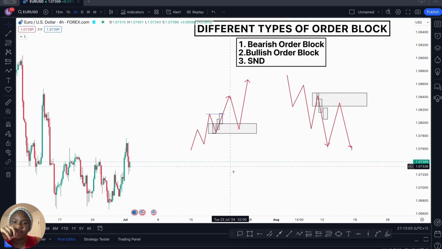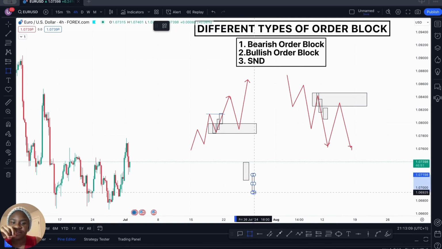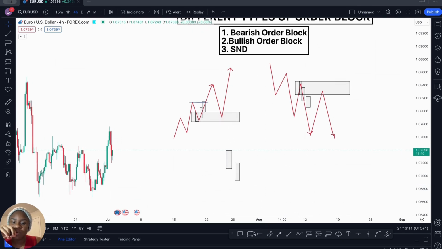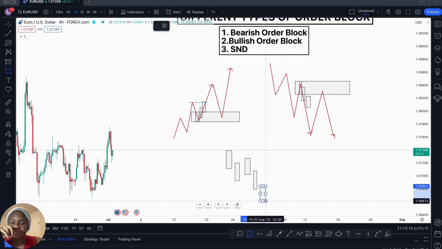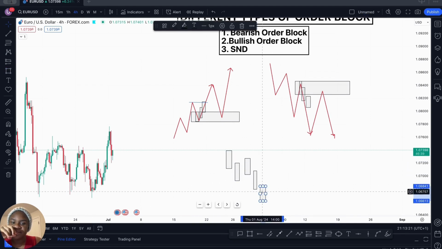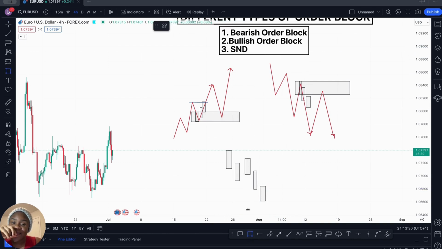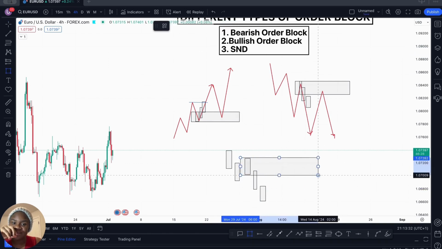Now, SND is where you see a candle scenario. You see a bearish candle like this, you see a bearish candle like this. That is for a sell. You will now see one bullish candle that is a buy candle here. Later on, you see a bearish candle like this, you see a bearish candle like this, right? Sell, sell, buy, sell, sell. Supply and demand. That's what SND is. Now, there's high tendency that market will come and react there.